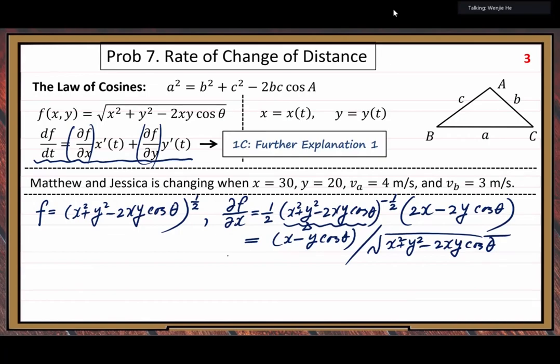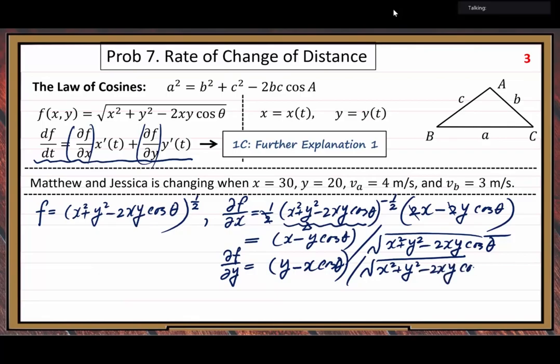Similarly, partial f over partial y. We can write, take the partial, because here I cancel out the 2. Okay, so then it's y minus x cosine theta, the same denominator. Now we are ready to do the last step calculation with the given data.